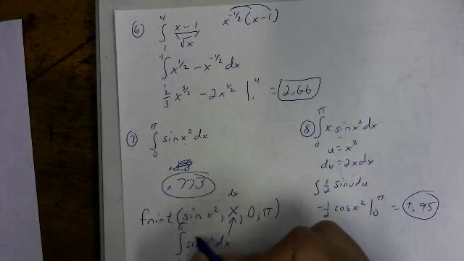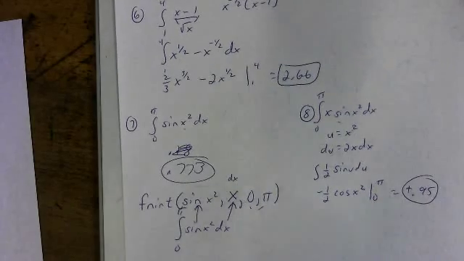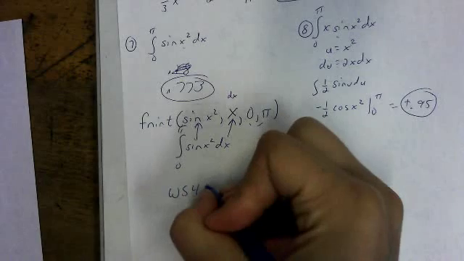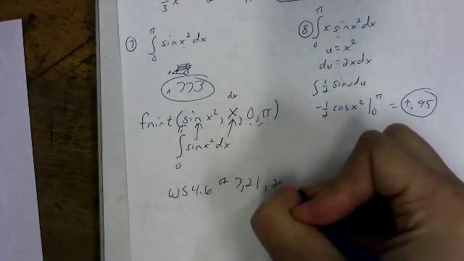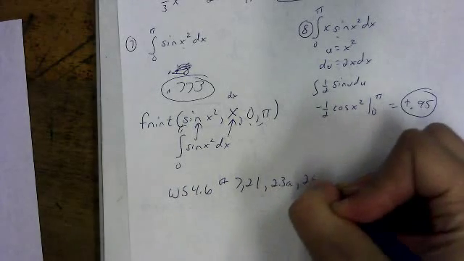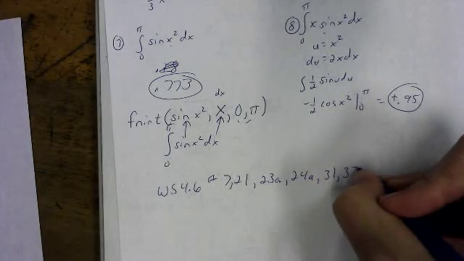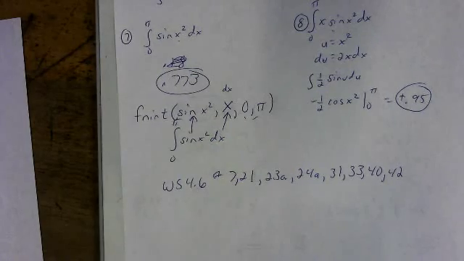So for homework tonight, worksheet 4.6, numbers 7, 21, 23A, 24A, 31, 33, 40, and 42. Again, I'll post the answers on the Chapter 5 note on the e-board, and you guys should be set.